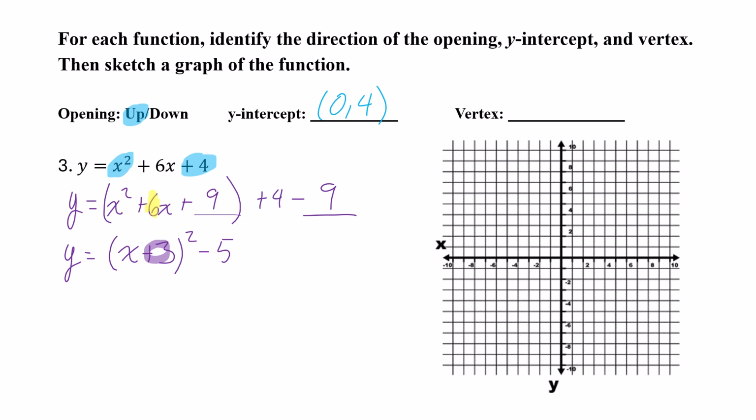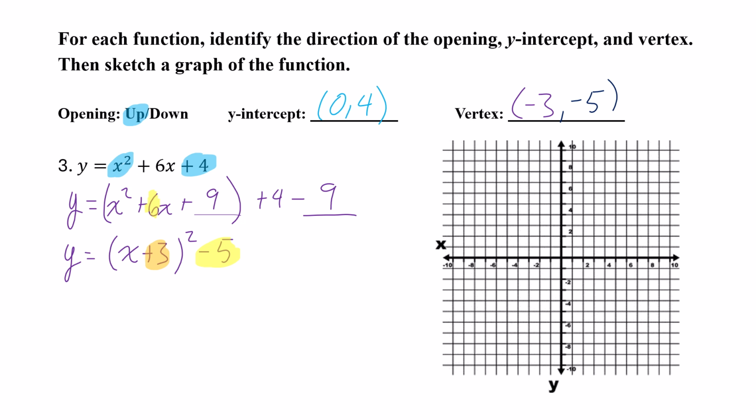So that tells us that our vertex is the opposite of what's inside the parentheses. If inside the parentheses we have plus 3, that means we want our x-coordinate to be -3. And then whatever's on the outside of the parentheses, we want to keep the same. So we're going to keep that -5 the same as it was. So our vertex is (-3, -5).